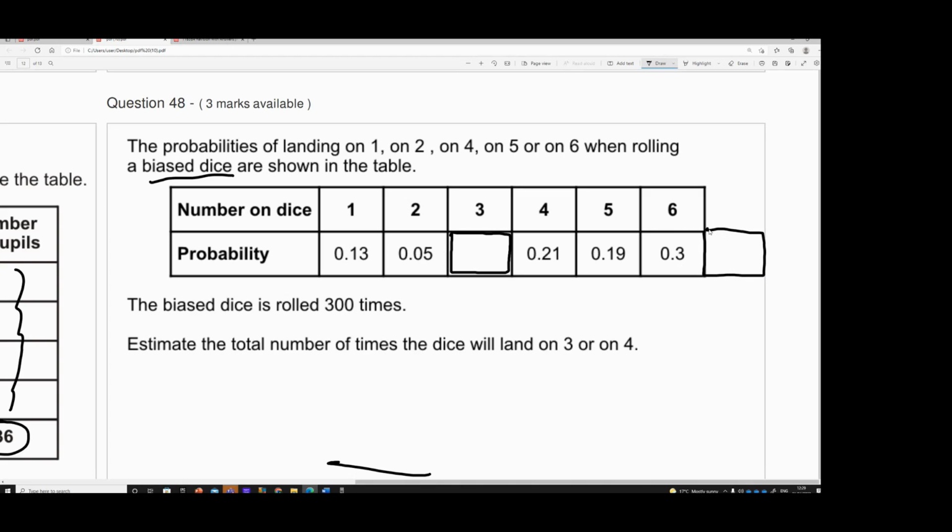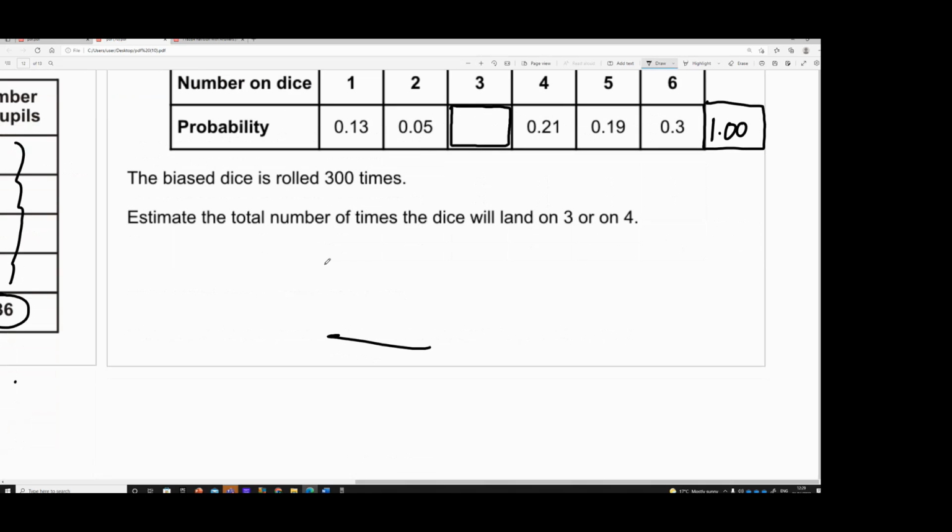So remember, if I have any situation, if I have all of the probabilities that could happen, what do they add up to? They always add up to 1. That's excellent. So they add up to 1. And that's how we're going to get the missing probability. The numbers aren't very nice here, but we can definitely do it.